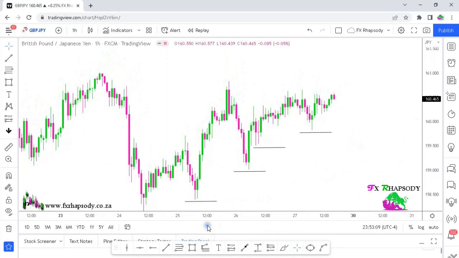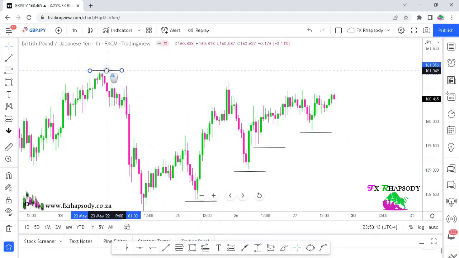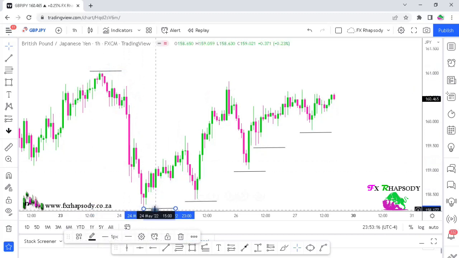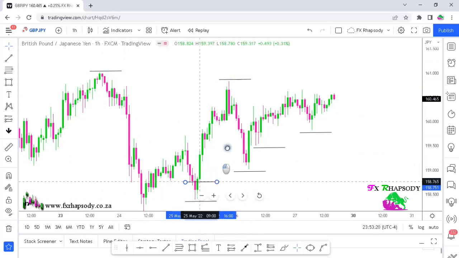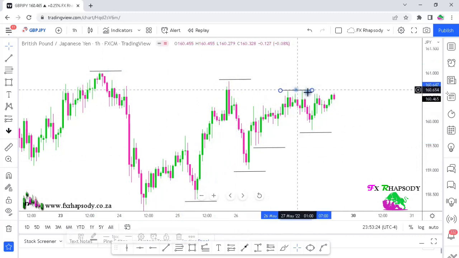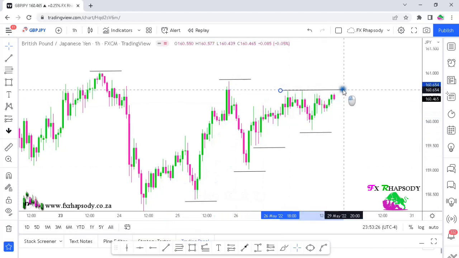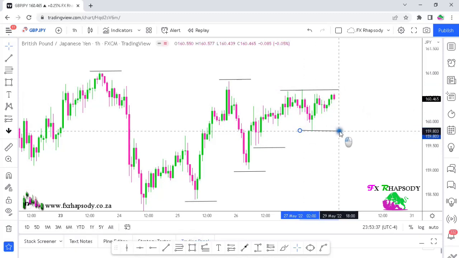We also have highs. As you can see, price has not been tapping into those areas. And then the last one, I'm just going to do it like this. So that's going to be my high and that's going to be my low. As you can see, there's a little block area. So that's the first ones.